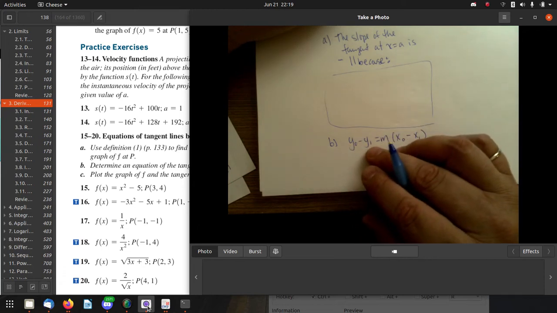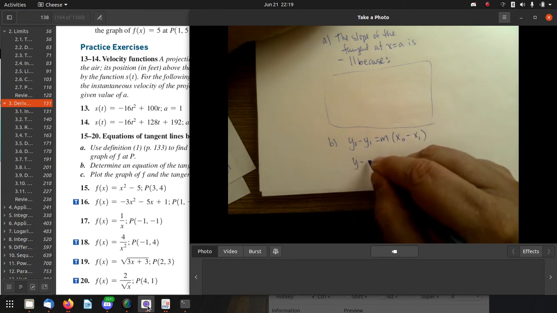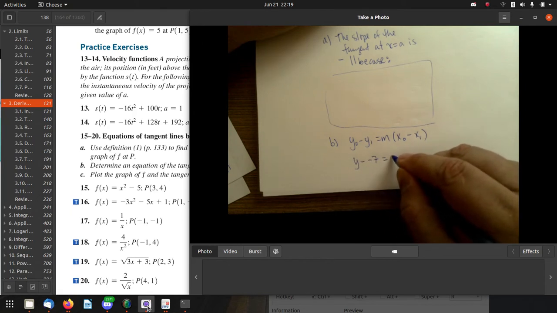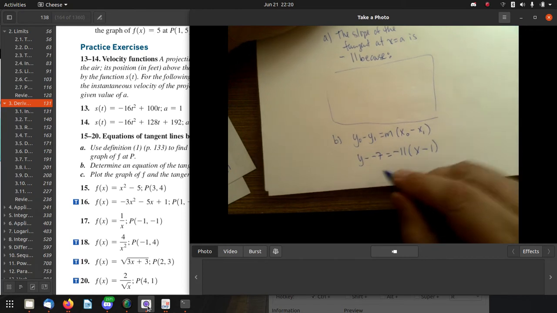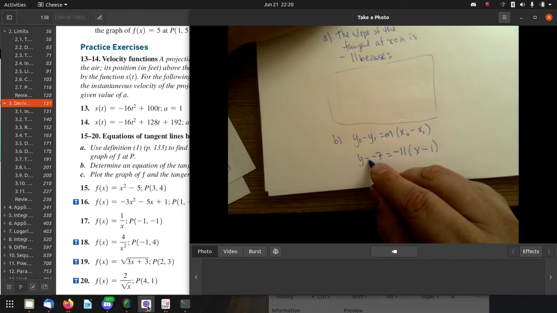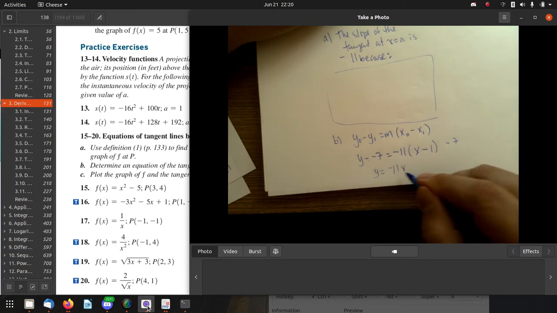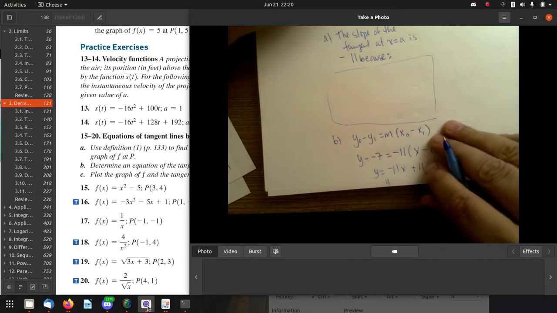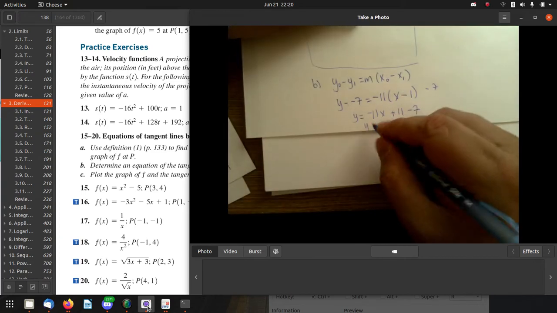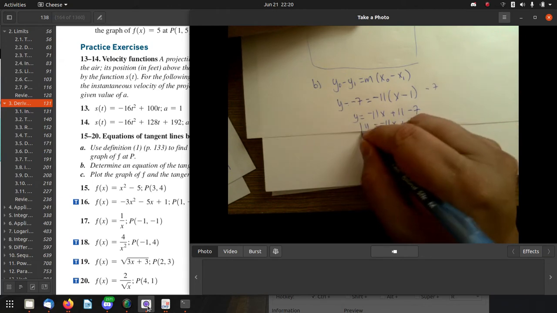If you pause the video and try to get this on your own, and hopefully you're back now, let's see what you got. So it's going to be y minus -7 equals, and our slope at that point is -11, and then it's x minus 1. And now we're going to just rewrite this. That's going to be +7, so it'll come over here as -7. That'll be -11x. That'll be +11 minus 7. So a final simplification of y equals -11x plus 4.